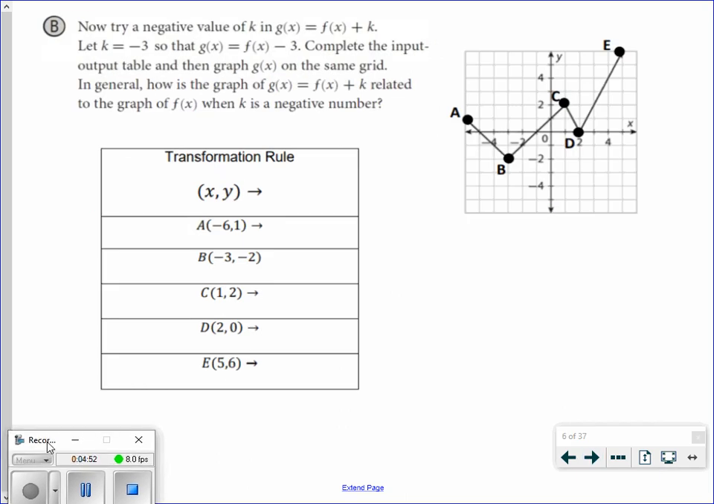All right, on B, we're told we're going to do the same thing now as before, but we're going to have a negative k value. So we have g of x equals f of x plus k, but in this case, our k is -3. So g of x equals f of x minus 3. Remember we said f of x is kind of like a fancy way of saying y, so y minus 3. And that's exactly what our transformation rule is, x comma y minus 3.